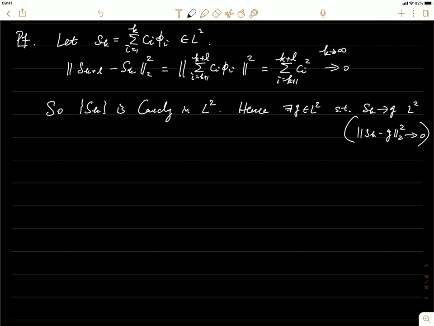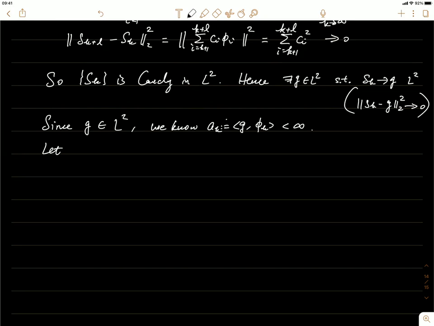Well, because G is in L2, we know the inner product of G and phi_k should be a finite number. Remember that if two of them are finite, the inner product must be bounded by the product of their two norms. So this must be a finite number. Let's call this a_k. We define a_k to be that, and that is going to be finite.